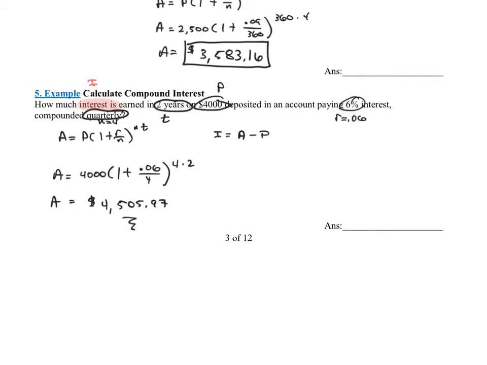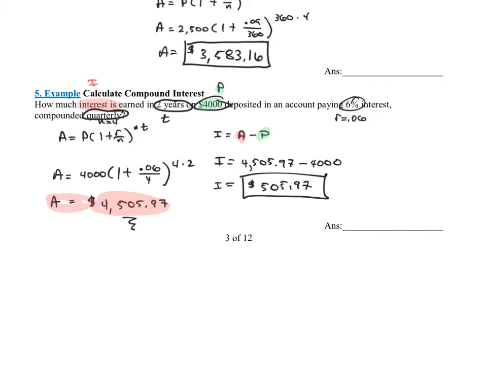So how much money did I earn in interest? Well, now I know what A is. Right here, that's my A value. And I also know what P is, my initial investment, right here. So to find my interest, I'm going to do my future amount, which was $4,505.97. I'm going to subtract from it $4,000, the initial investment, which gives me the interest of $505.97.